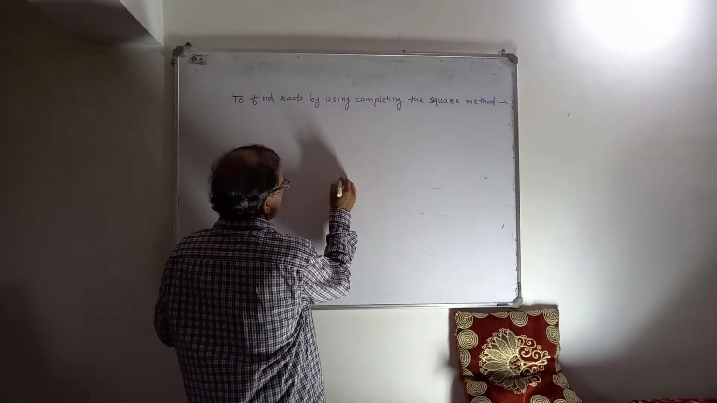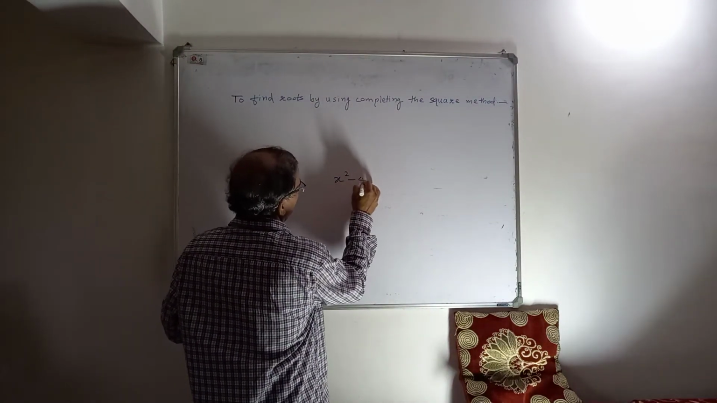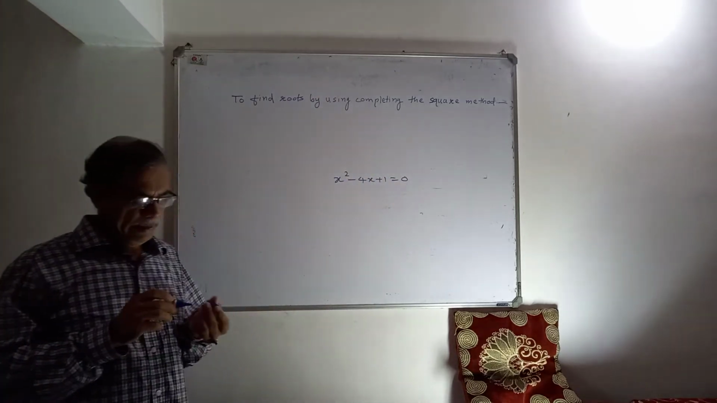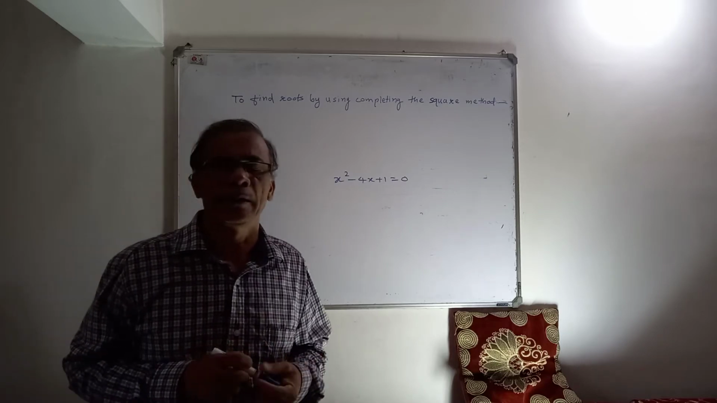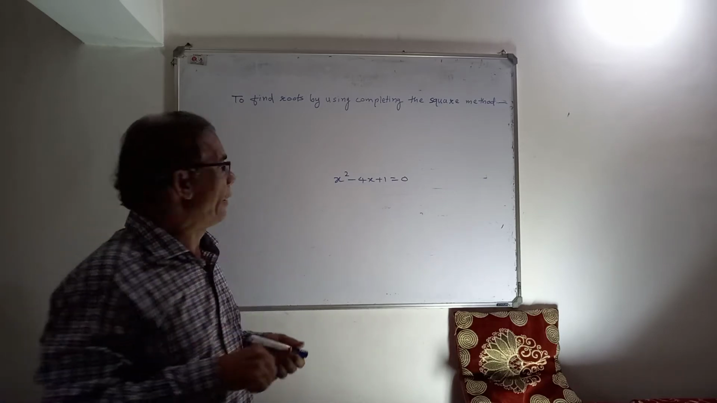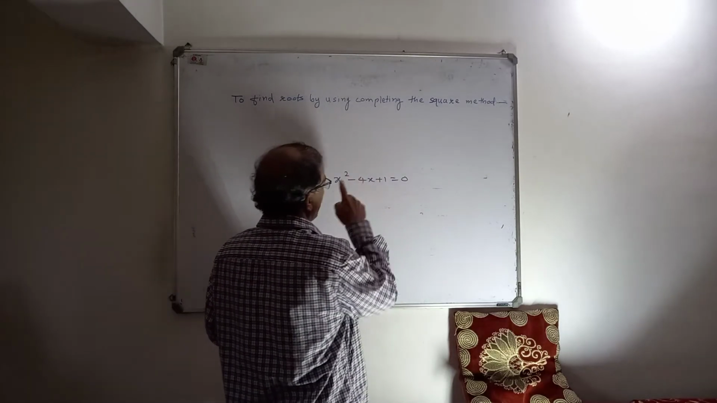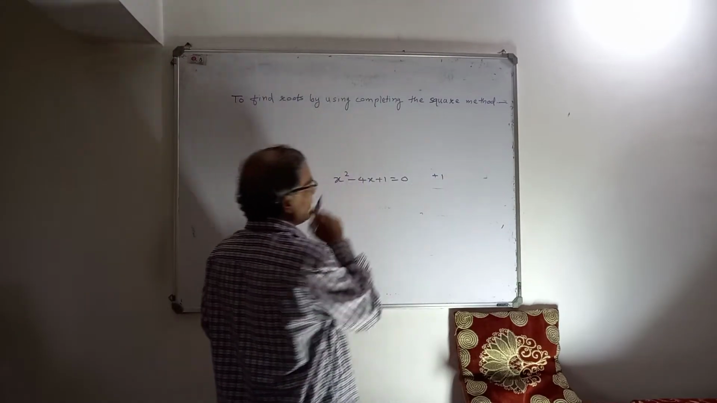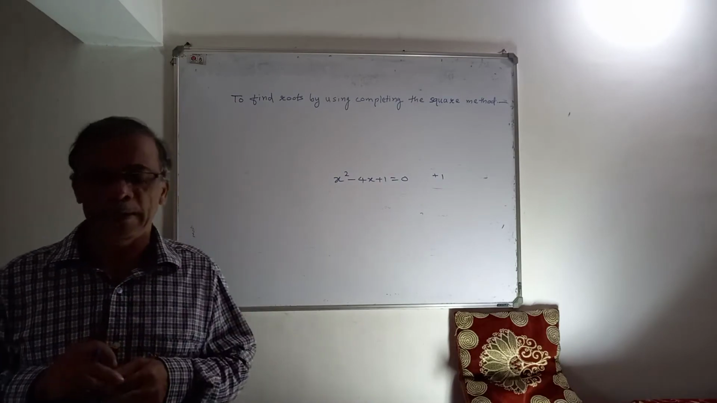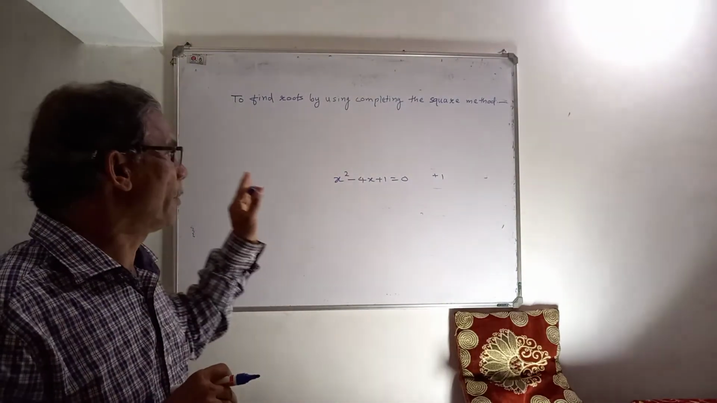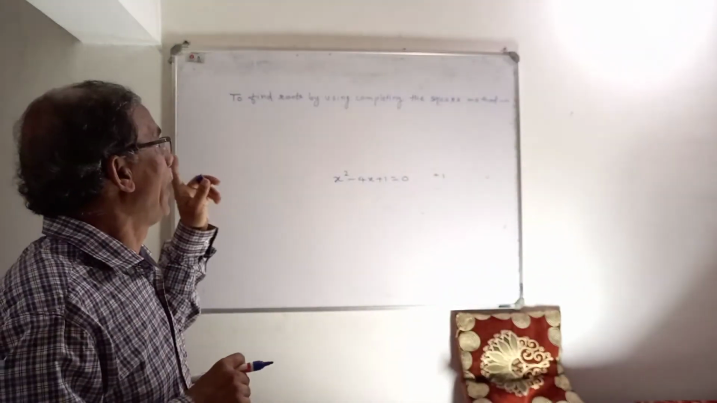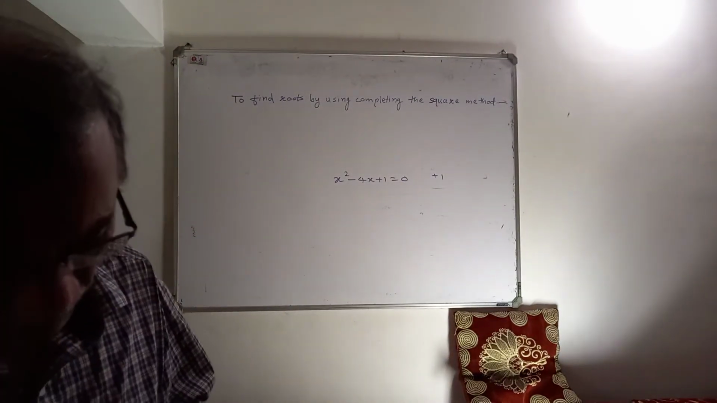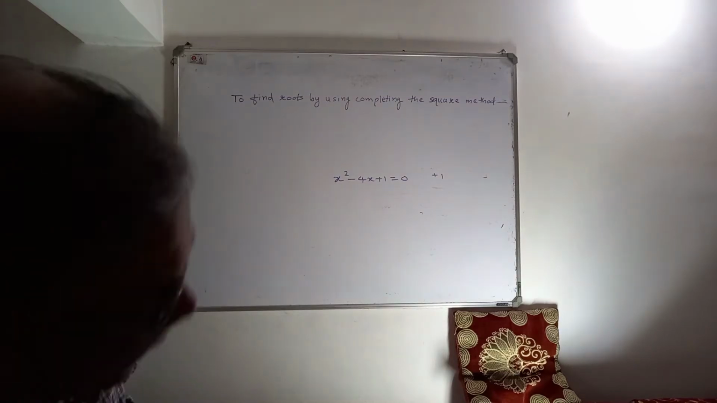Now what happens, sometimes, suppose x square minus 4x plus 1 is equal to 0. This equation is given and you are asked to find the roots. Now by splitting the middle term, multiplication 1, addition minus 4, you will not get this pair, isn't it? It is not possible to find the roots of the equation by the factorization method. So here we have to use the completing the square method.